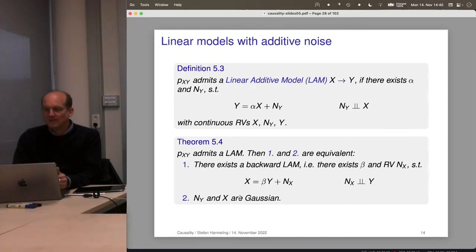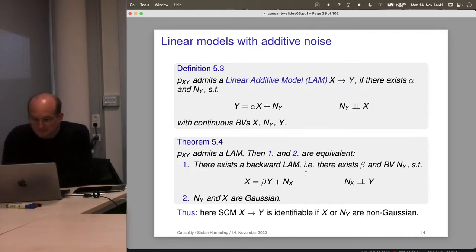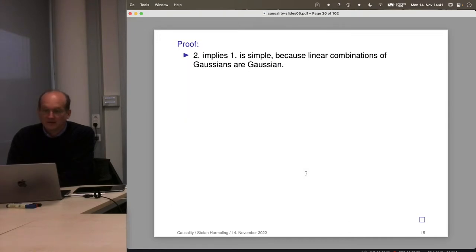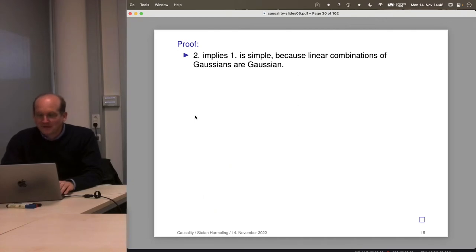That now means if one of them is non-Gaussian, and the joint distribution admits a model in one direction, then the backward model cannot be possible anymore. So if I have a forward model as defined up here, and there's this non-Gaussian stuff happening, in that case the backward one doesn't work anymore. That's surprising. So we could now say the structural causal model x to y is identifiable if the random variable x or the noise variable for y are non-Gaussian. That's what we can conclude from the theorem. So far, so good. Two implies one. I wrote it simple, but actually it's not so simple.